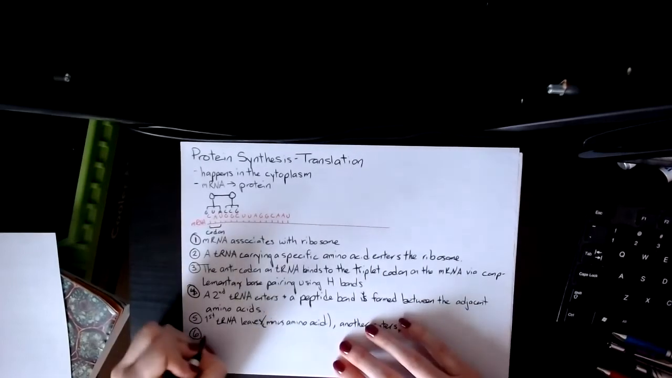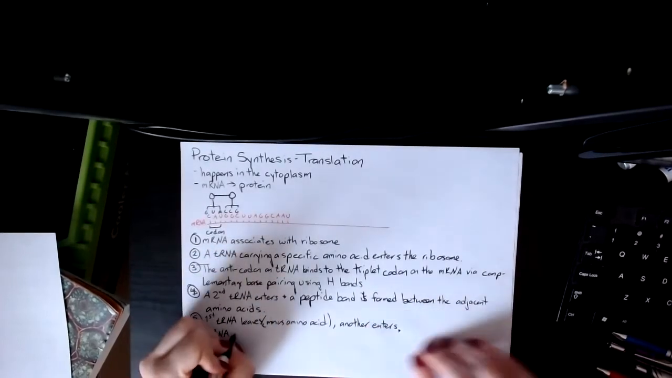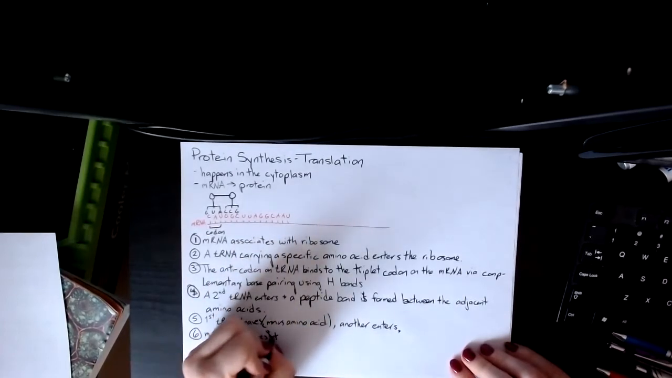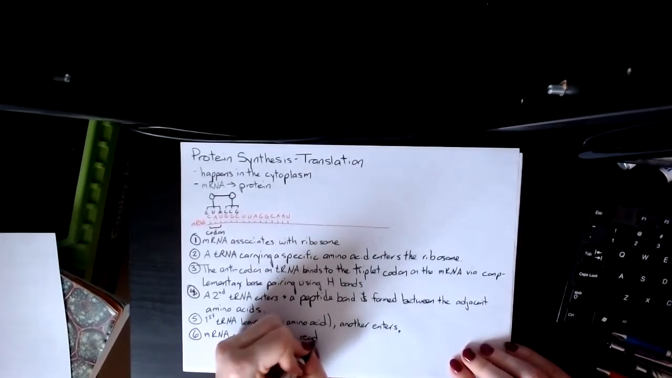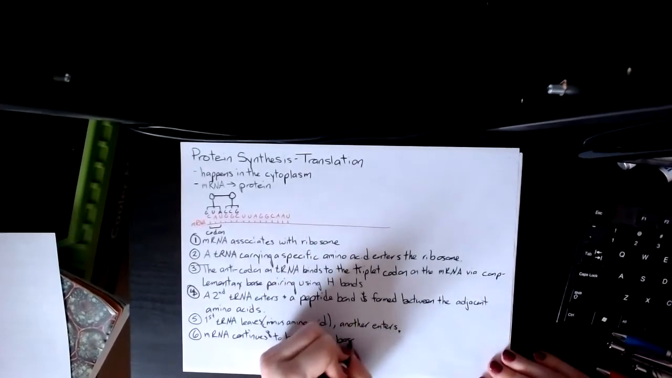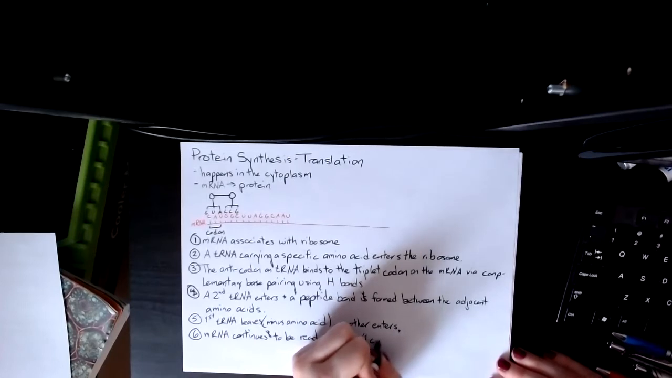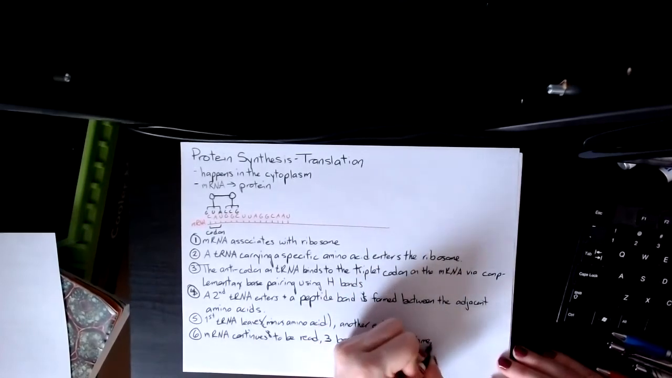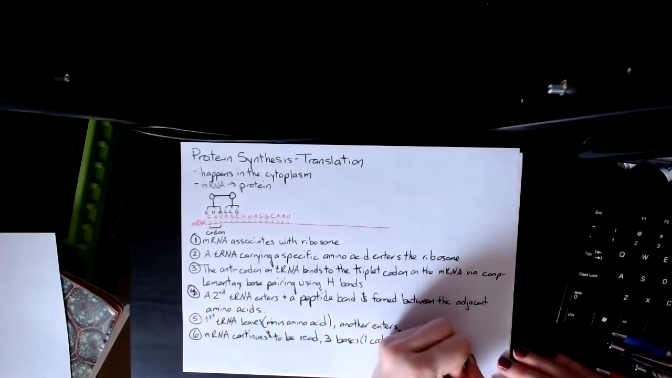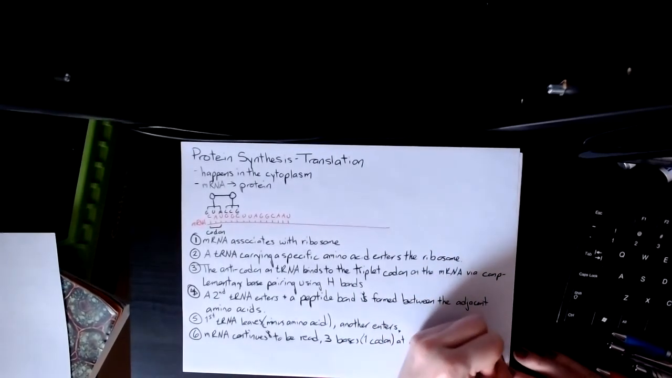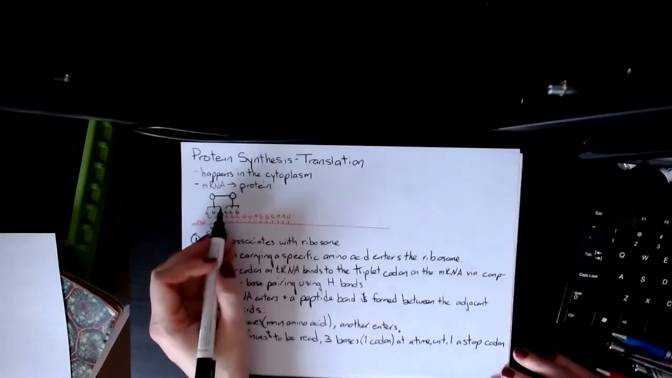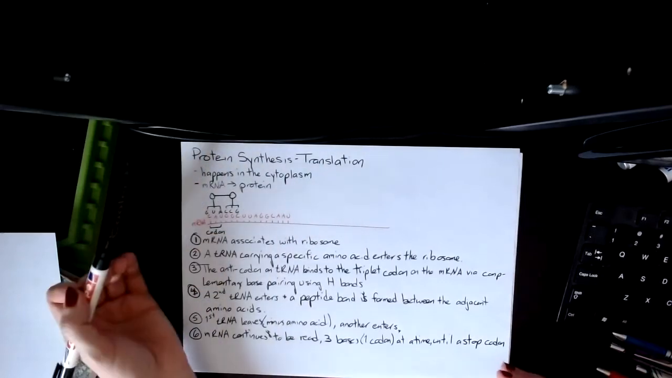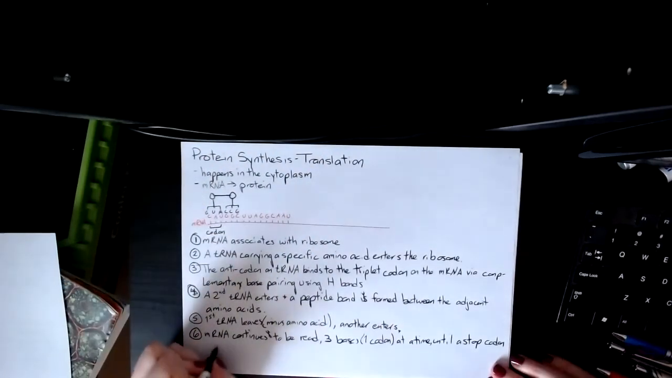So how would I phrase this? I would say, so the mRNA continues to be read 3 bases or a single codon at a time, until a stop codon is reached. And a stop codon is basically a codon for which there is no tRNA, and so if you don't have a tRNA that can bind there, then the whole ribosome falls off and is done.